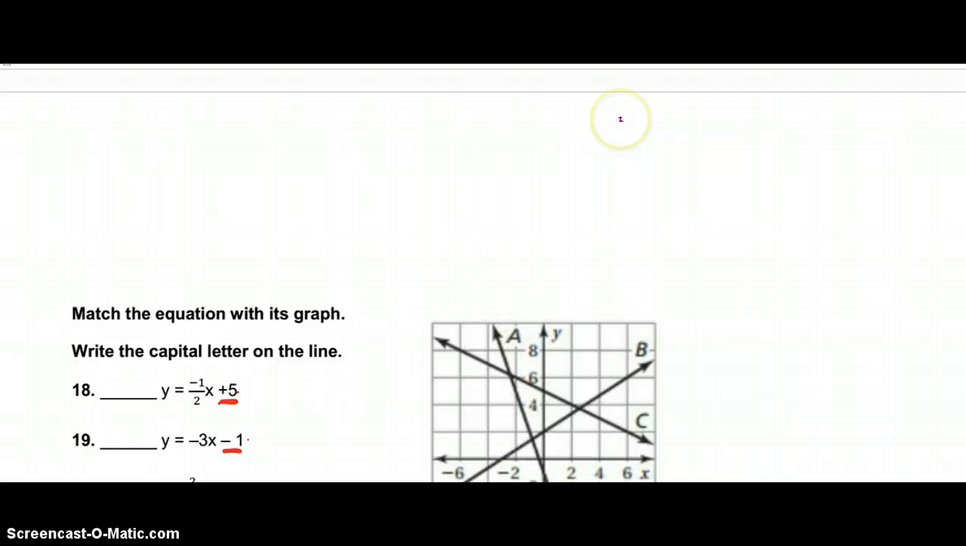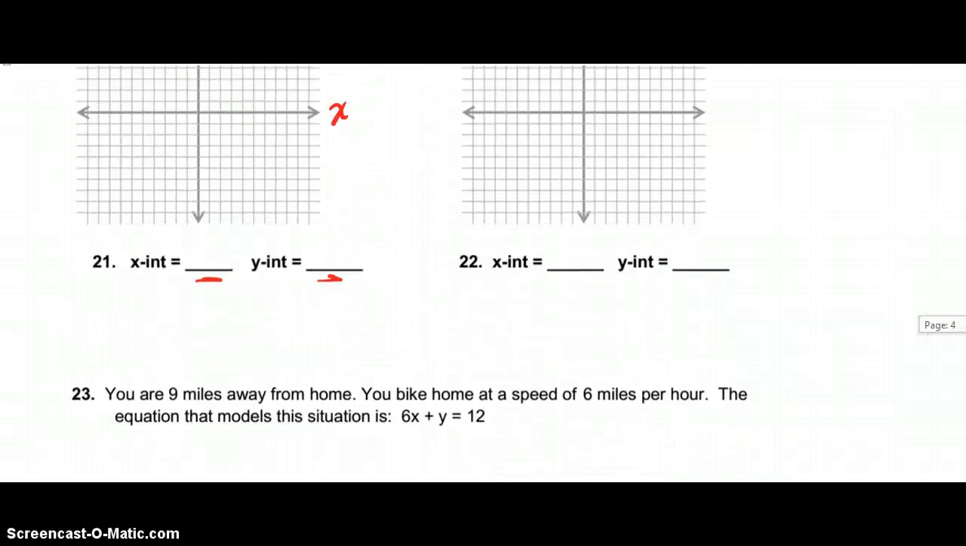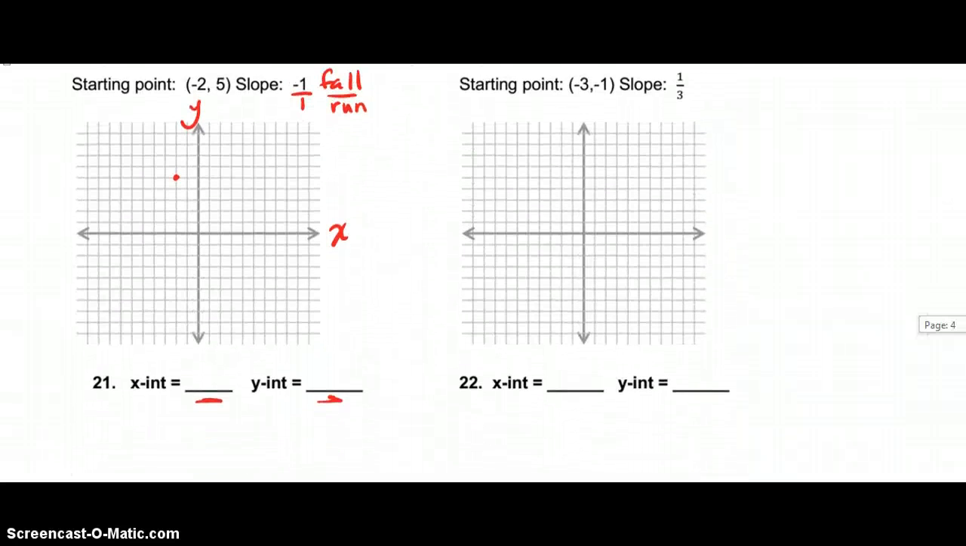Same thing here. I'm starting at -3, -1, -3 on the x, -1 on the y. Here's my slope already in fraction form. I'm going to find where it touches the x, and then I will find where it touches the y.